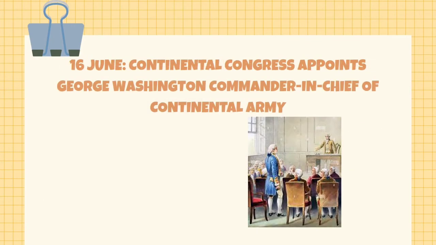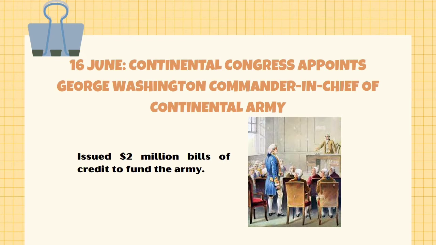Next, we have in June 16, Continental Congress appoints George Washington Commander-in-Chief of Continental Army. The Continental Congress commissioned George Washington as Commander-in-Chief of the Continental Army. Washington was selected over other candidates such as John Hancock based on his previous military experience and the hope that a leader from Virginia could help unite the colonies.